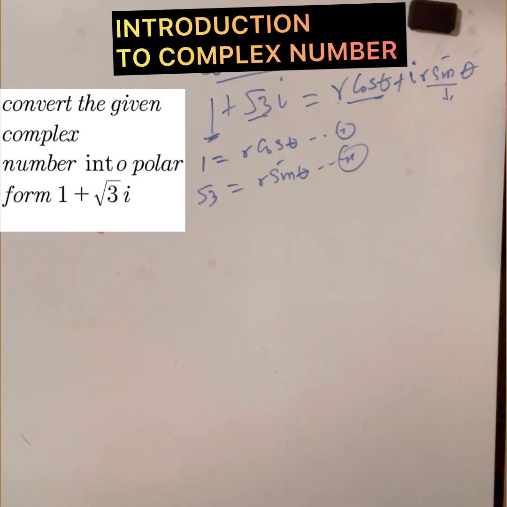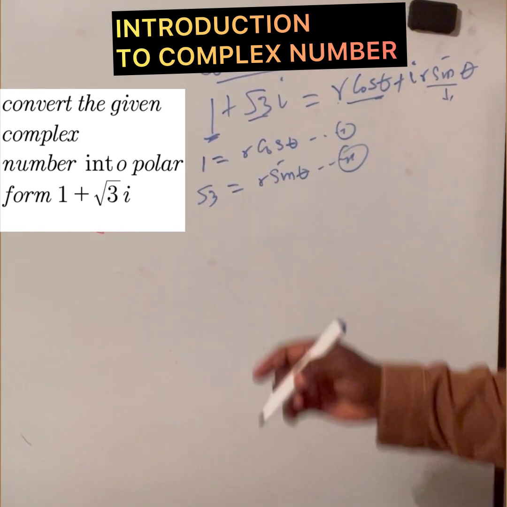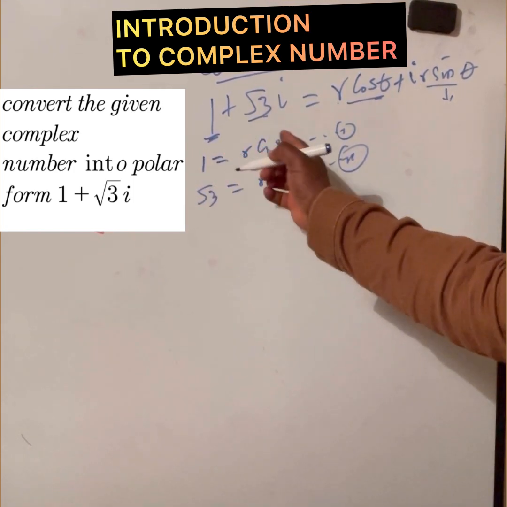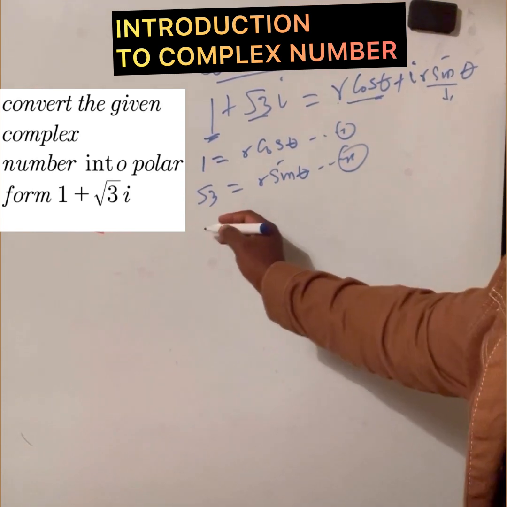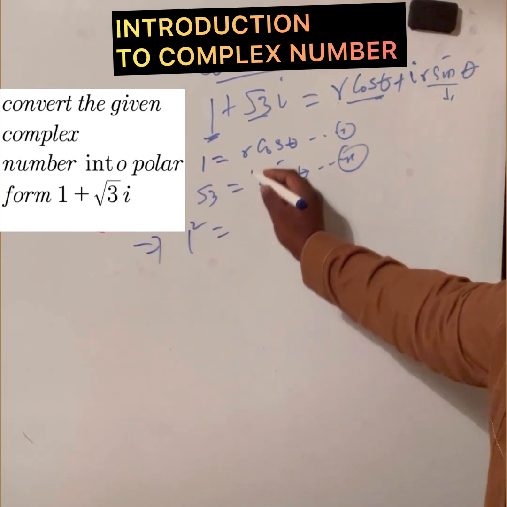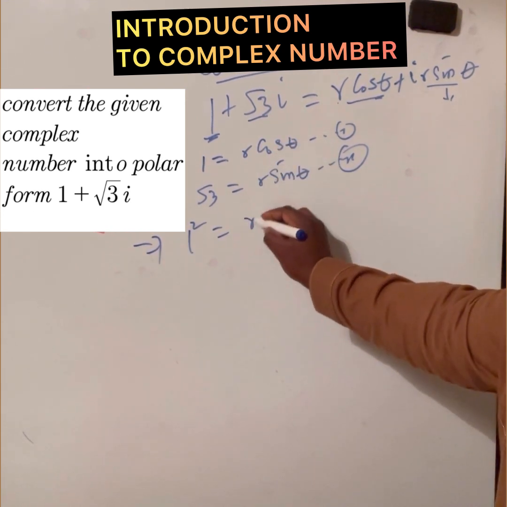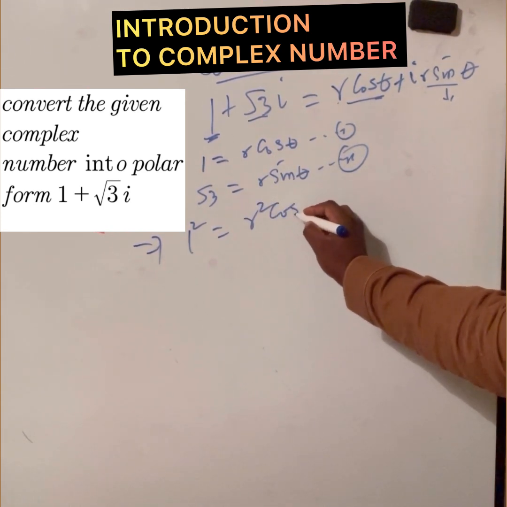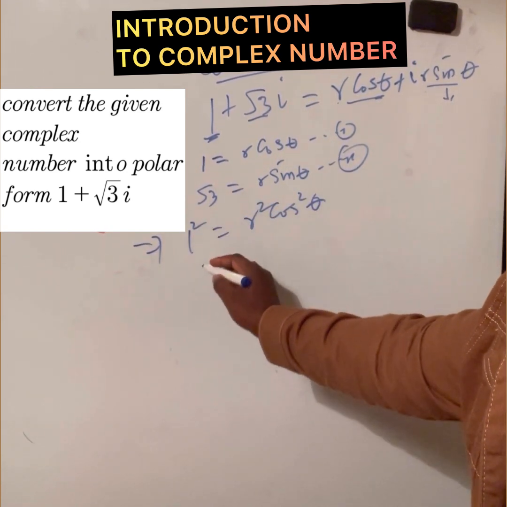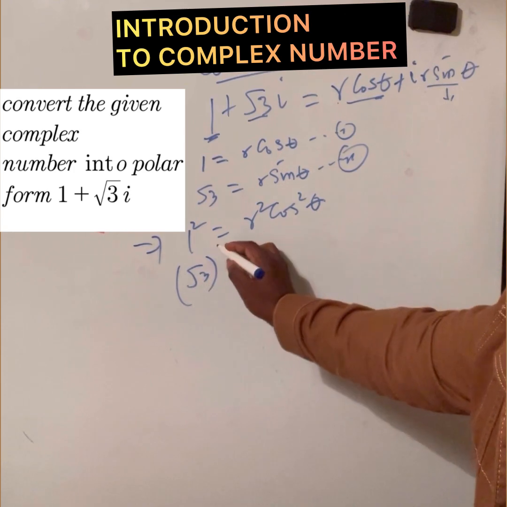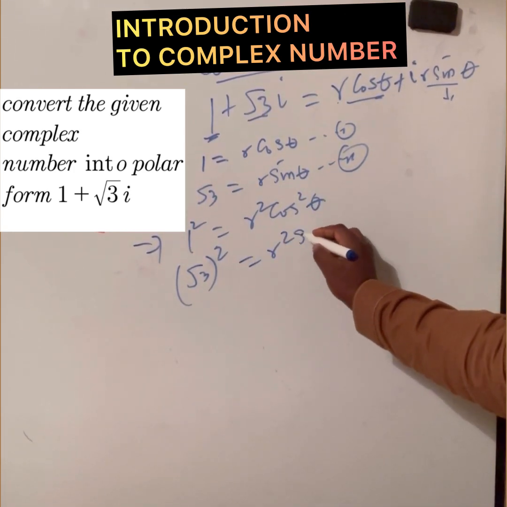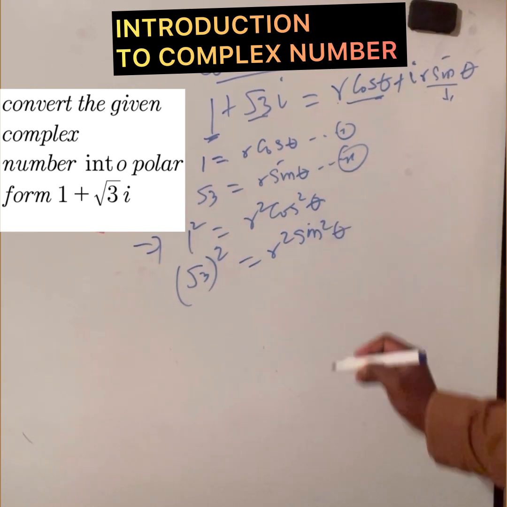So what do I need to do? I will square the first equation and the second equation, squaring both sides. Squaring equation 1, I'll have r squared cos squared theta. I'll do the same here: I'll square root 3, and that will give me r squared sine squared theta.